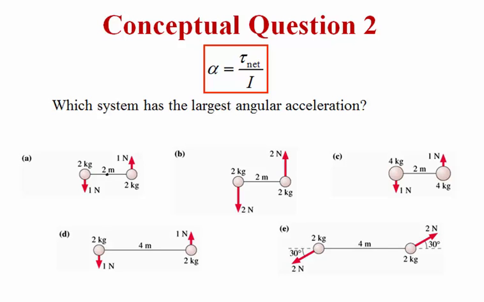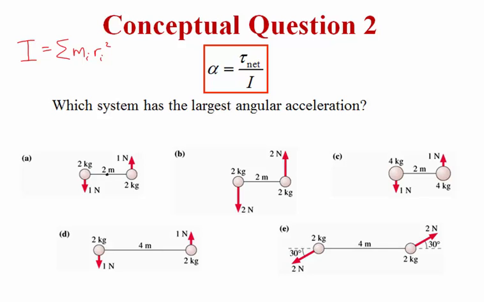Rotational inertia for a single mass is that mass m times its distance from the axis of rotation r squared. And if we have more than one mass, like we do in these cases, it's the sum of the individual masses times their distance from the center of mass squared.